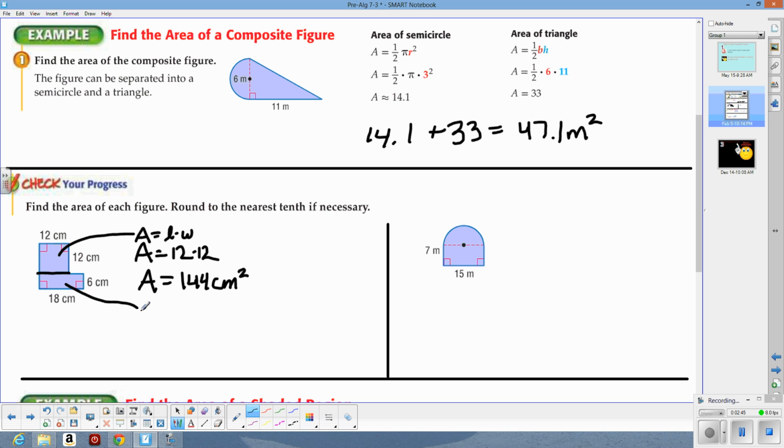Now this rectangle right here, again, area equals length times width. Area is going to equal 18 times 6. Now we're going to go ahead and multiply 18 times 6. 18 times 6 is 108. And now we would take these two areas and add them together. That's going to be 252 centimeters squared.